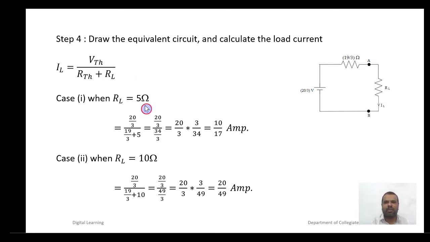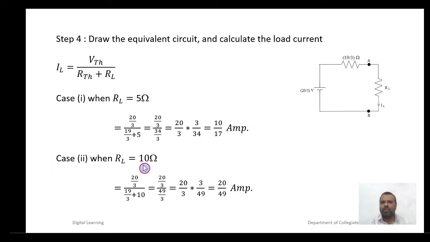When RL is equal to 5 ohm, that is equal to (20/3) divided by (19/3 plus 5). That is equal to (20/3) divided by (34/3). That is equal to 20/3 into 3/34. That is equal to 10/17 amperes.